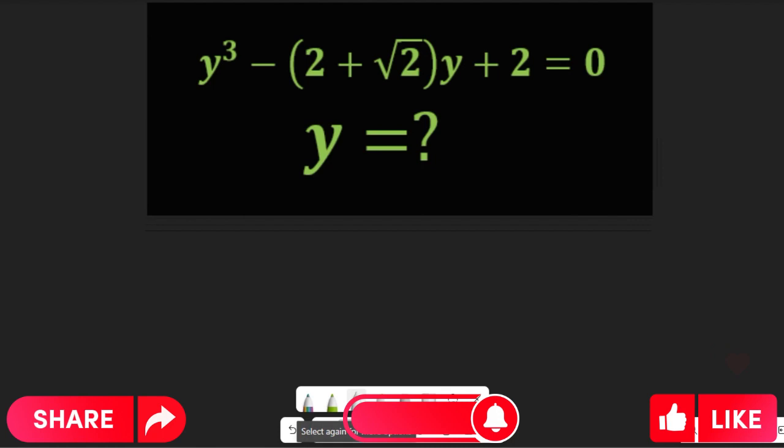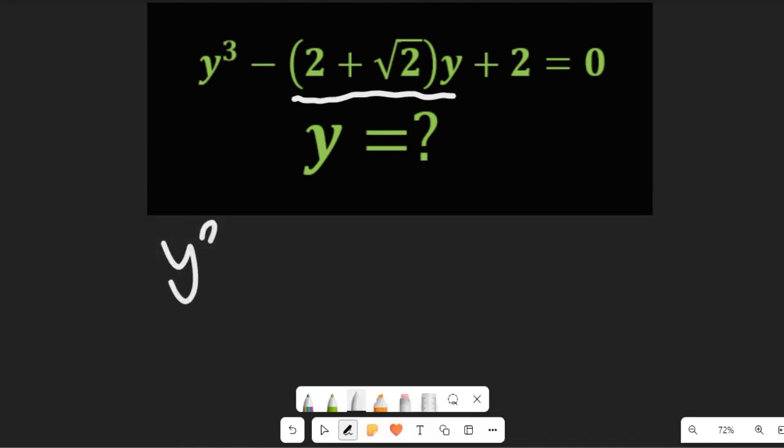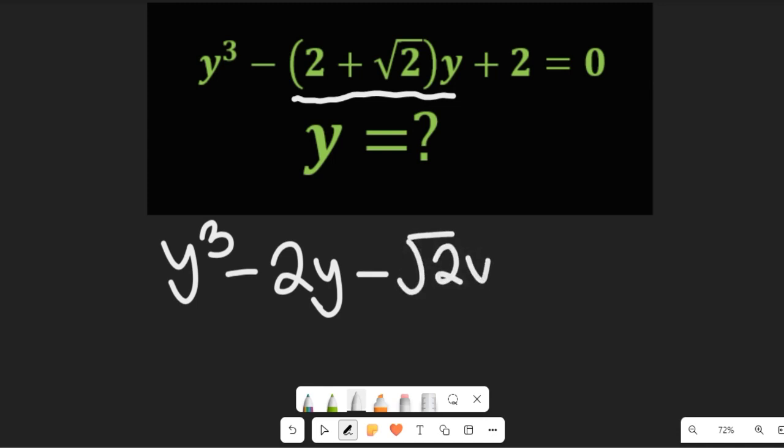Now, to solve this question, we are going to simplify this whole expression. If you simplify this expression, the negative sign is multiplying everything in the bracket, and the y is also multiplying everything in the bracket. So that is going to give us y to the power of 3 minus 2y minus root 2y plus 2, and this will be equal to 0.